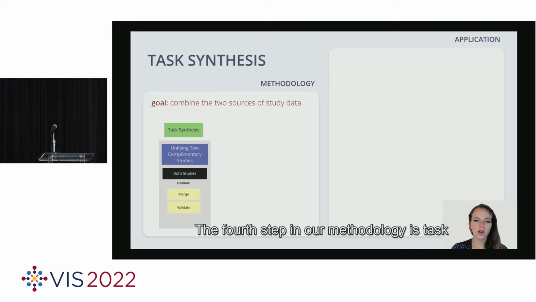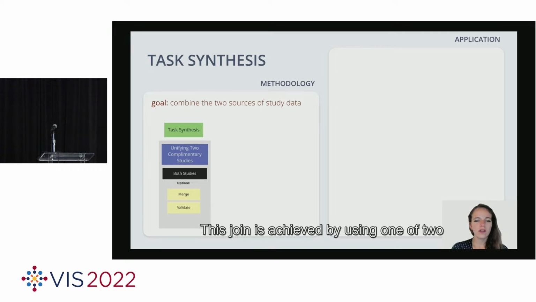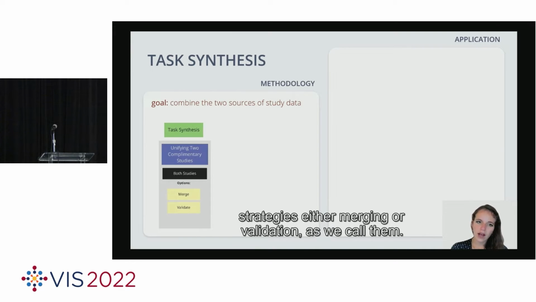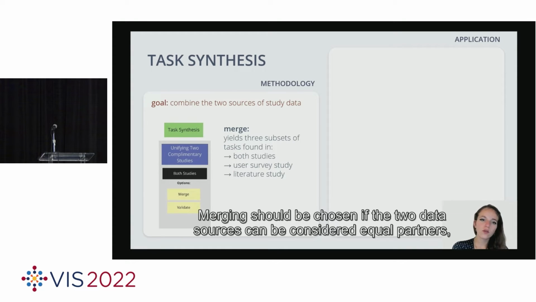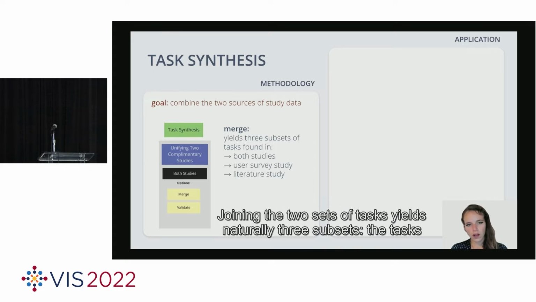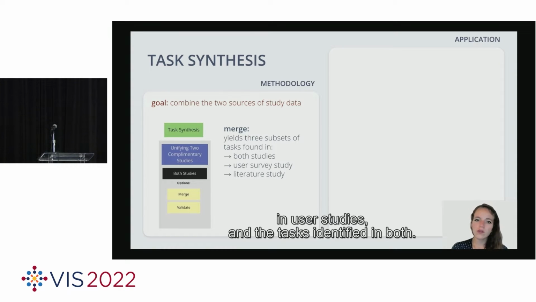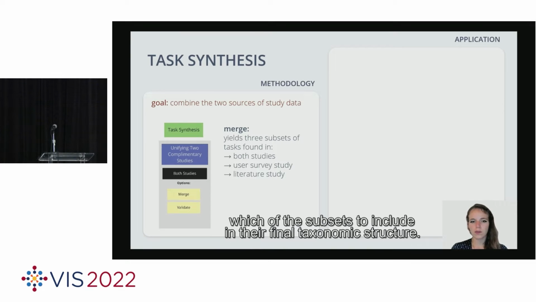The fourth step in our methodology is task synthesis, where we combine the 2 data sources. This join is achieved by using one of 2 strategies, either merging or validation as we call them. Merging should be chosen if the 2 data sources can be considered equal partners, and it will then include joining the 2 sets of tasks. Joining the 2 sets of tasks yields naturally 3 subsets: the tasks identified only in visualization literature, the tasks identified only in user studies, and the tasks identified in both. Here researchers can choose which of the subsets to include in their final taxonomic structure.